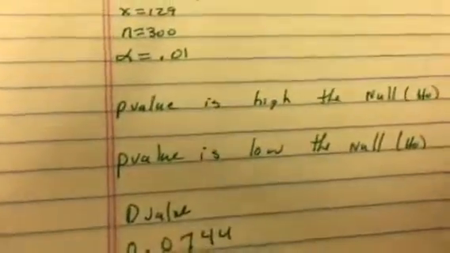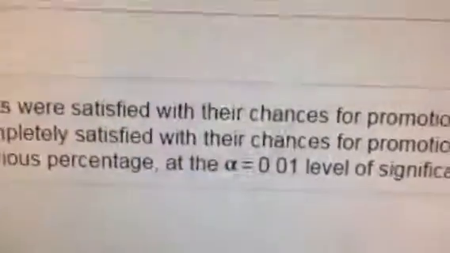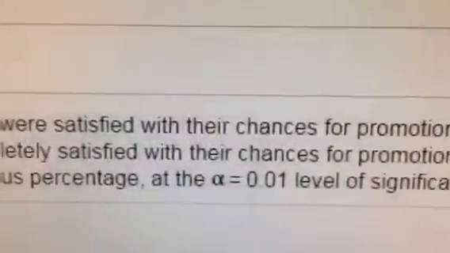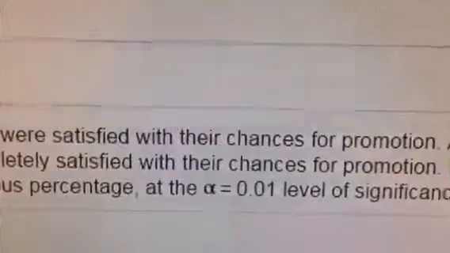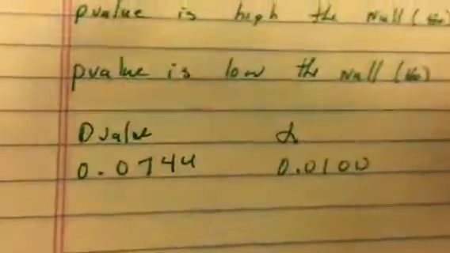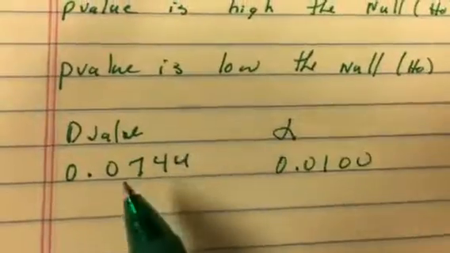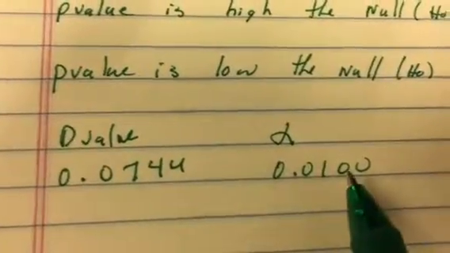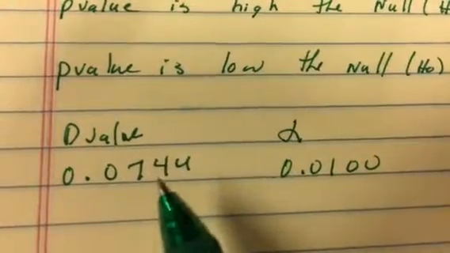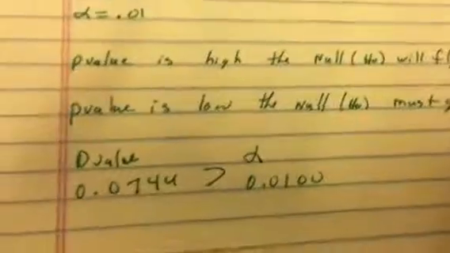Okay, so I have this. Now, my alpha is my level of significance. So my alpha is going to be 0.0100. So when I compare these two, if I put the same number of decimal places, I can see that p-value is higher than alpha. I'm going to put a greater than sign here. Okay, so we go back to our sentence up here. P-value is high, the null will fly.